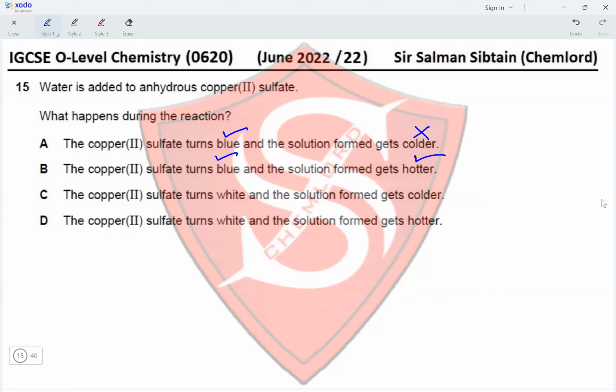The copper sulfate turns white, no, it is already white, and the solution gets colder, no. The copper sulfate turns white, no. The solution gets hotter, yes. So the only statement with both changes mentioned correctly is B, making B the correct option for this question.